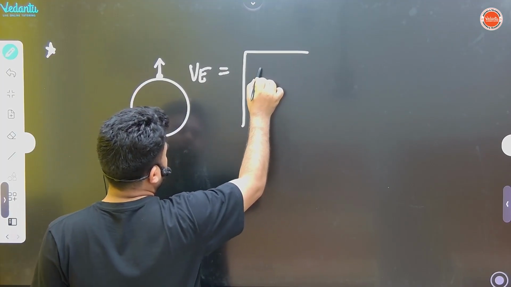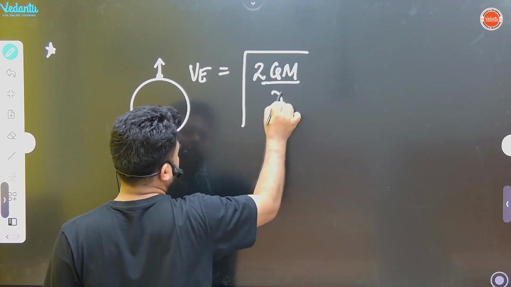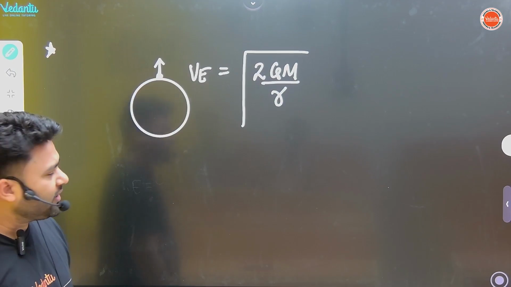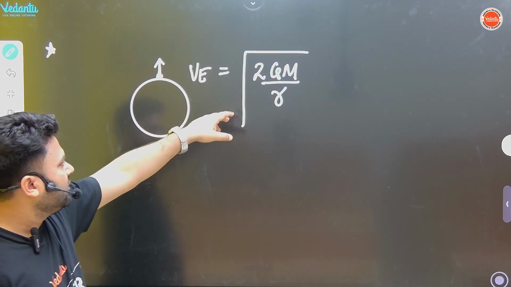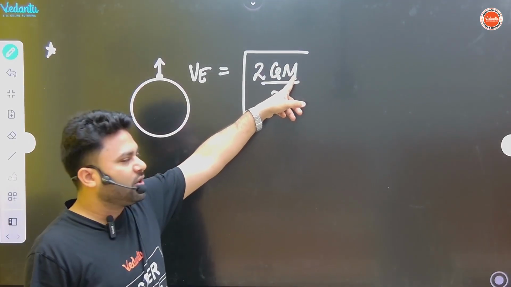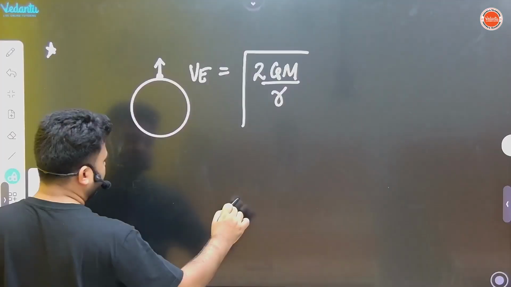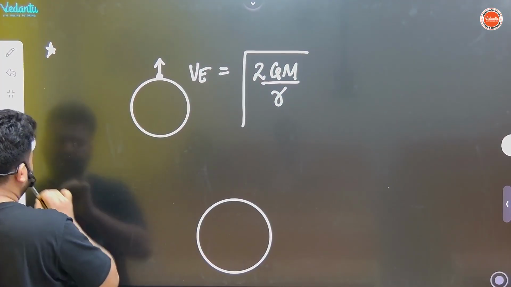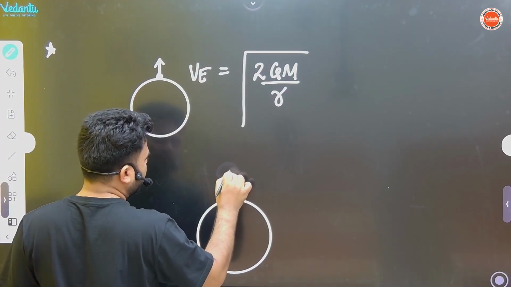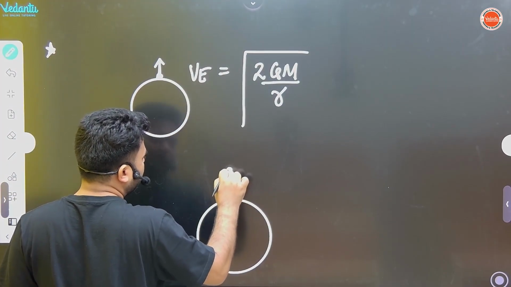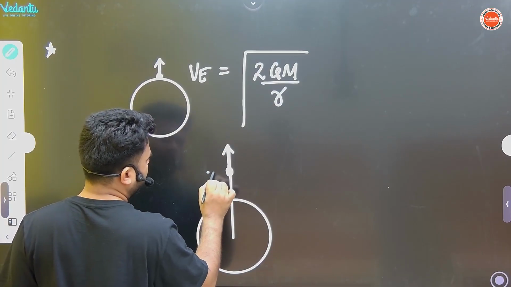under root 2GM by small r. Now these are very important things. The small things students forget. This G, you know, 6.67, and this is the mass of the Earth. What is r? See, r is from the center of Earth. From what height you are throwing the ball. Suppose you are releasing the ball from here, from this level.